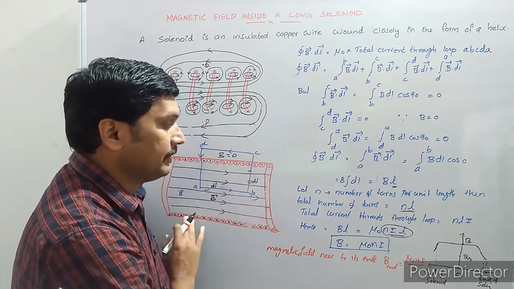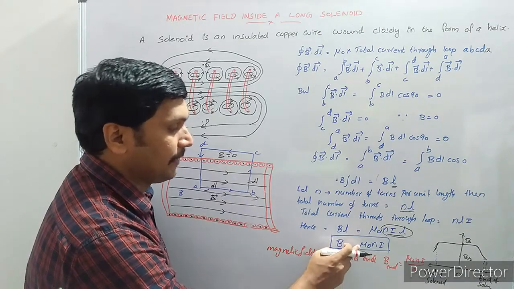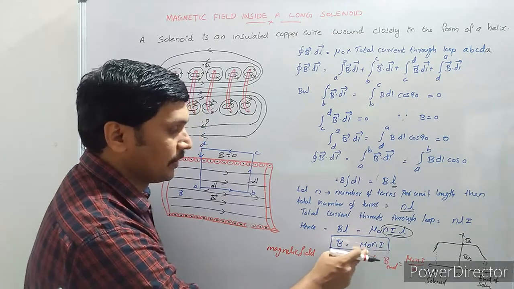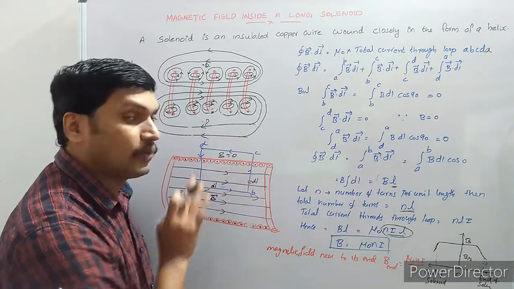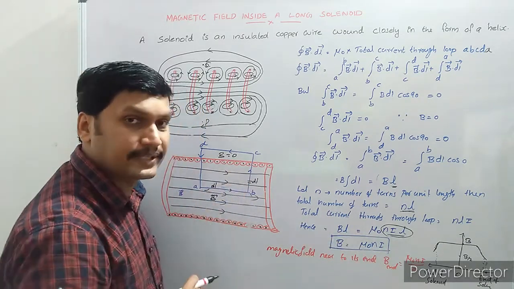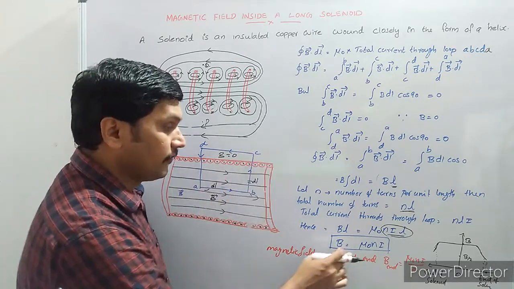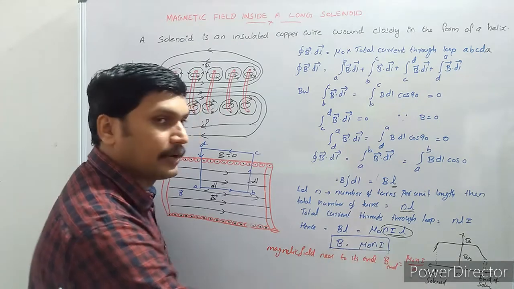Inside a long solenoid, we have a uniform magnetic field. B is equal to mu0 into n into I. What is mu0? The permeability of vacuum or permeability of free space. If it is air or vacuum inside the solenoid, we can write mu0 into n into I.